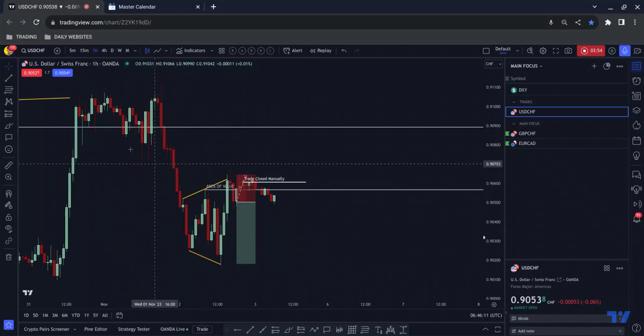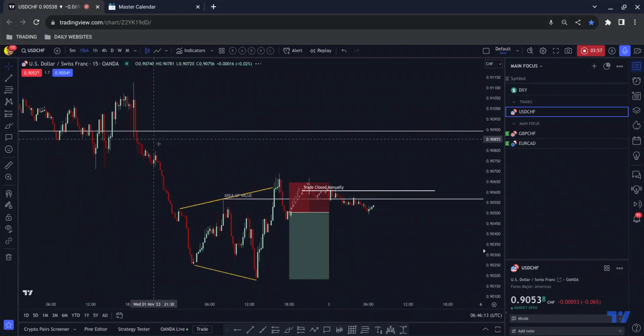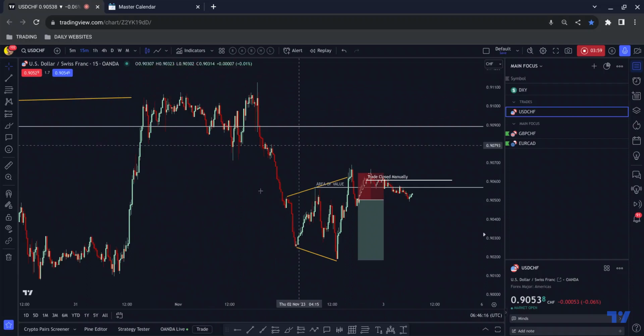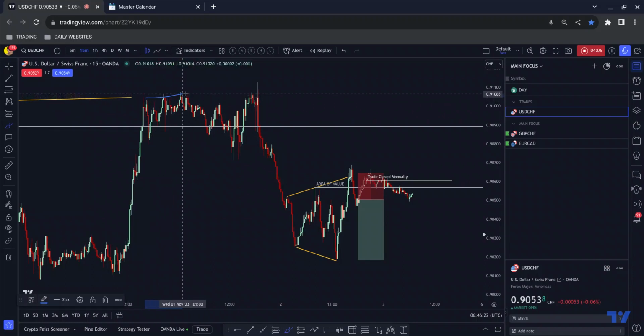So we pushed down aggressively. I talked about, if you just analyze this, you can see that this is an expanding pattern. By expanding pattern in this instance, I mean when we have higher highs and lower lows.